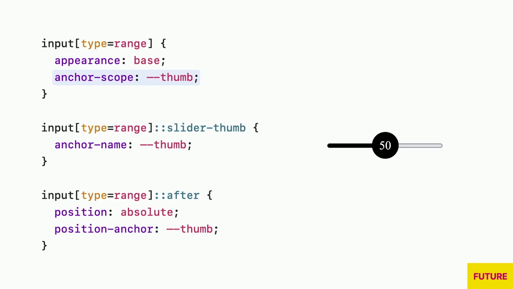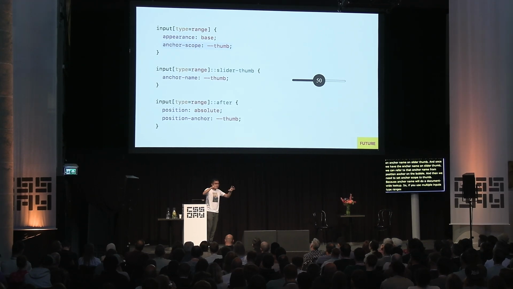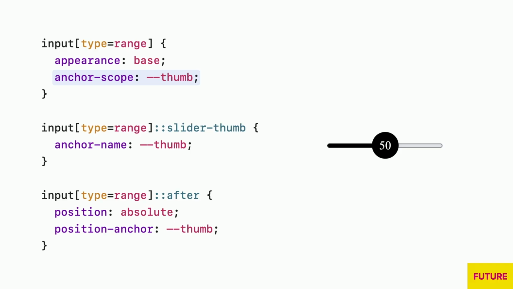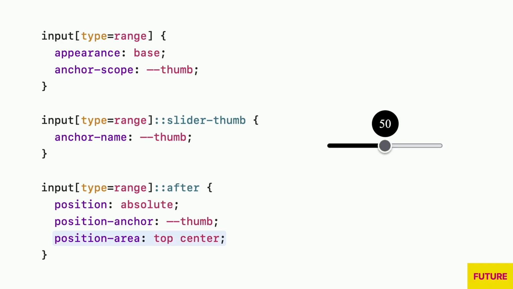And then we need to set anchor scope to thumb, because anchor name will do a document-wide lookup. So if you use multiple input type ranges on your page, it will all refer to the same element if you don't scope the names. So we need to set anchor scope to make sure this works when you put multiple range inputs. But this anchors my bubble to the thumb, but my bubble is actually overlapping the thumb. And to put the bubble above my thumb, I can just use position area top center, and that puts it on top. And that's how we get our result.